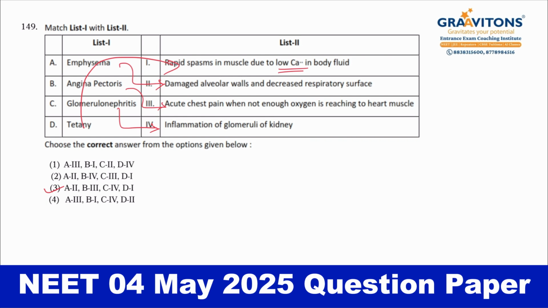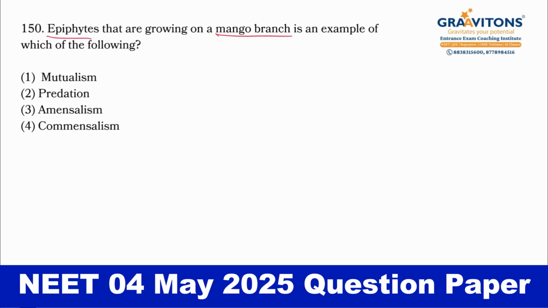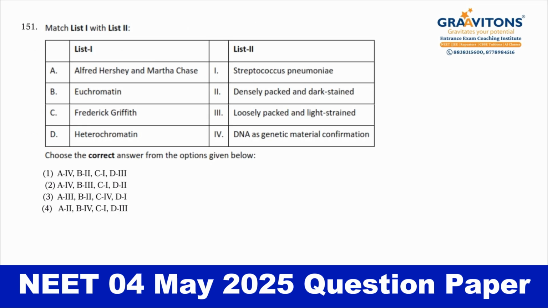And next question, question number 150. Epiphytes that are grown on a mango branch is an example of which of the following? It is commensalism. Okay, and this is present in our populations chapter in our gravitons material in page number 13 by 34. Okay, right.